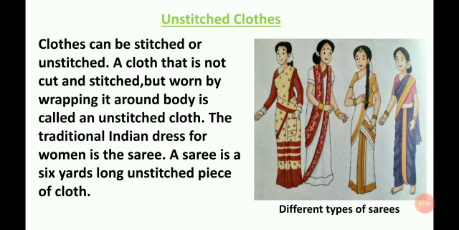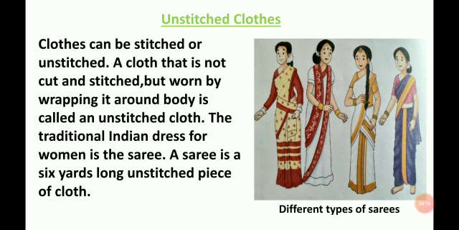Unstitched clothes. Children, clothes can be stitched or unstitched. We mostly wear stitched clothes like shirt, pant, skirt, and top, kurta and pajama, and shalwar kameez, which are cut and stitched out of a piece of cloth.